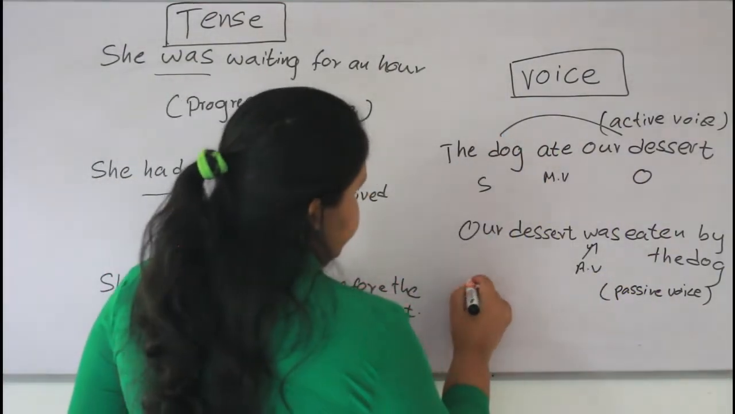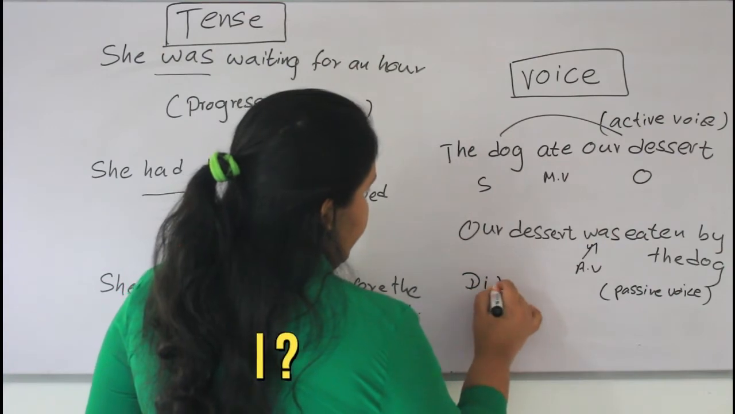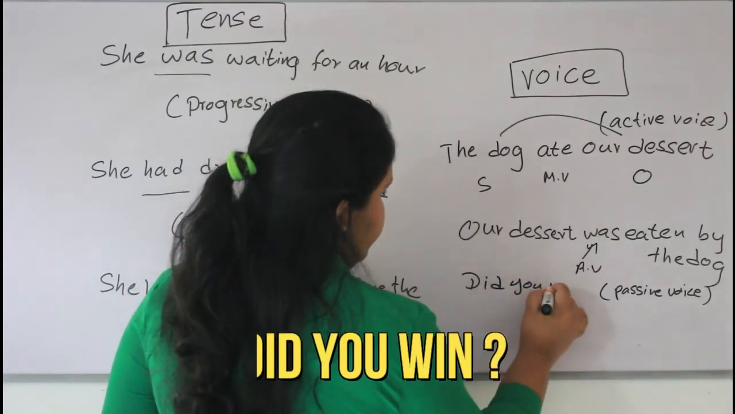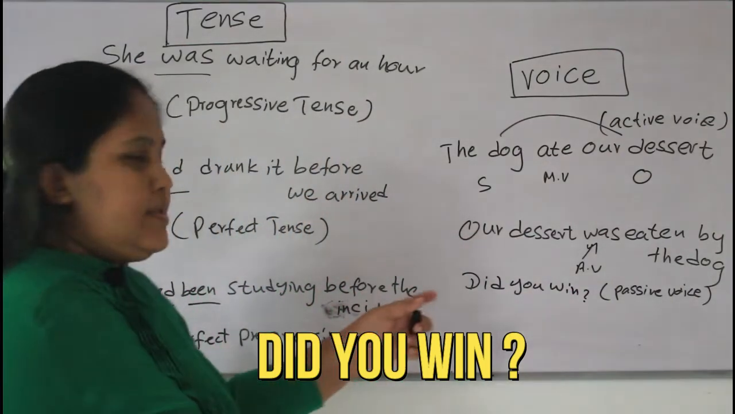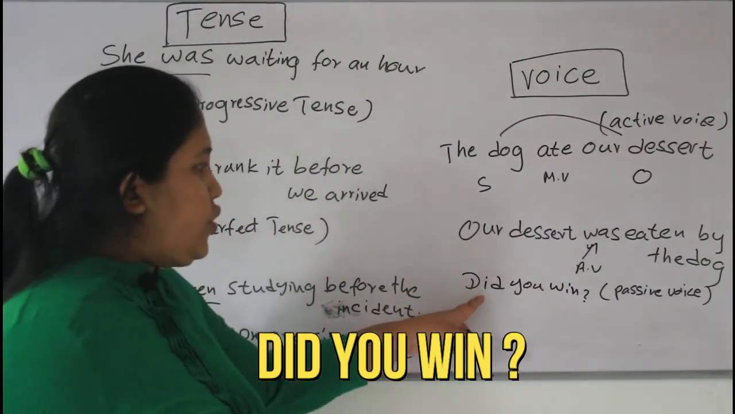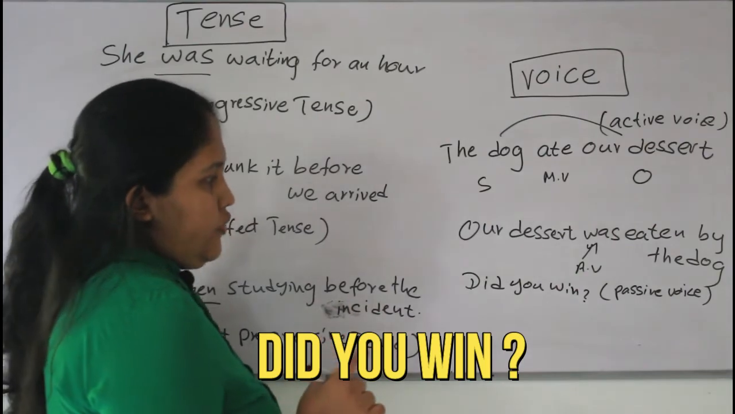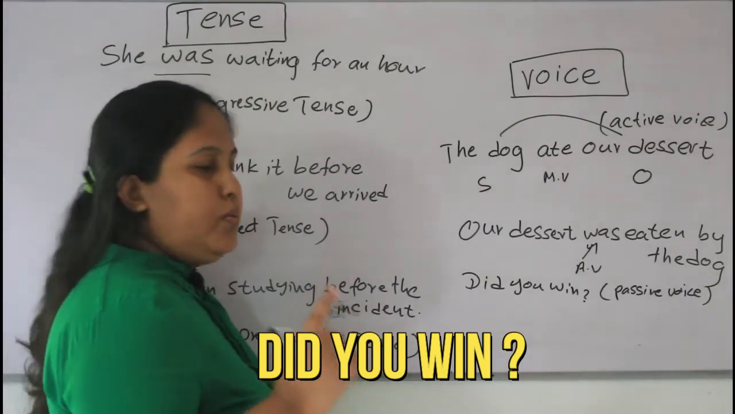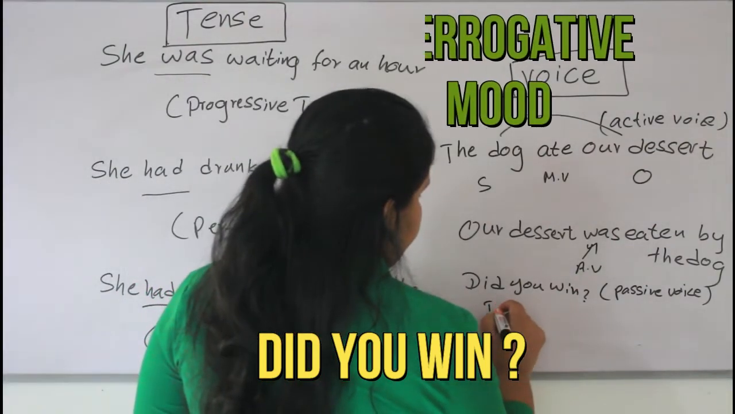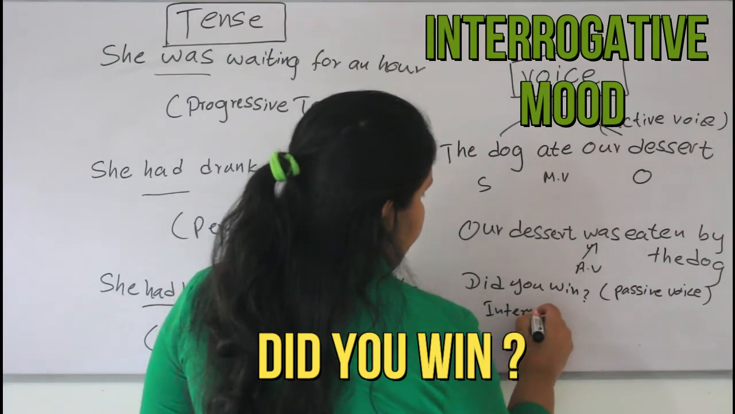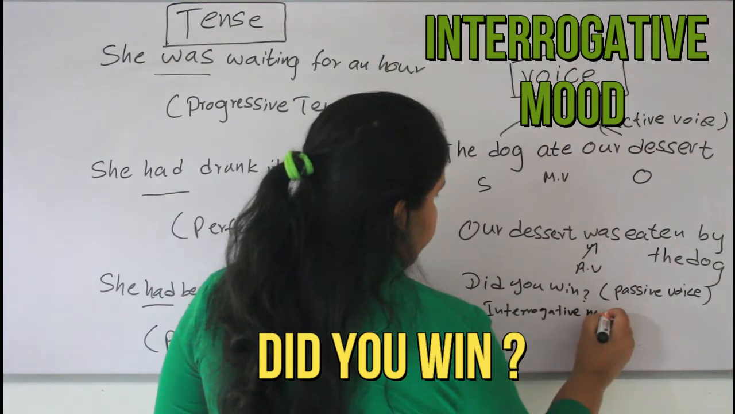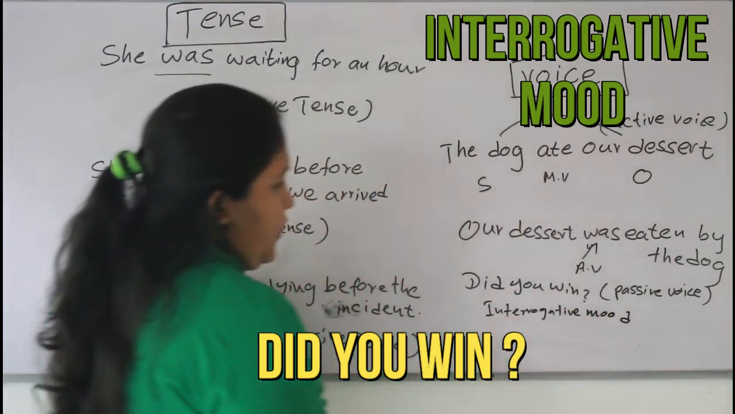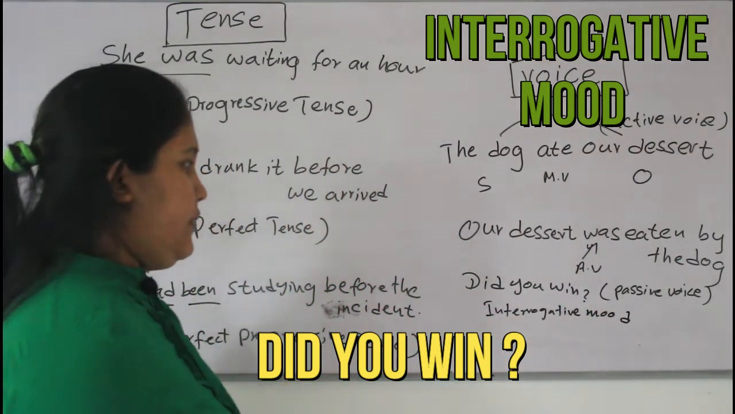Next example. Did you win? In this sentence, the auxiliary verb to do is used to form the interrogative mood. Interrogative mood. That means asking a question.